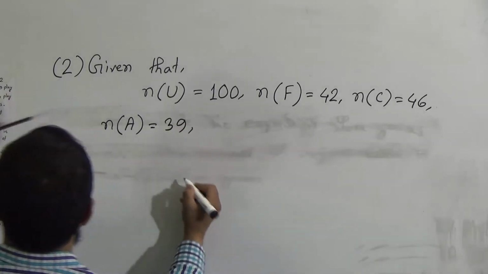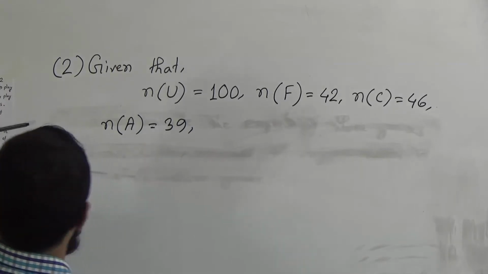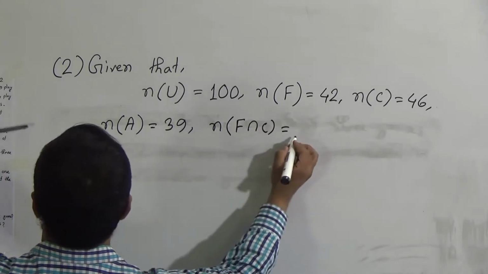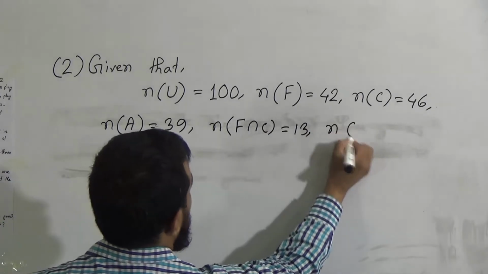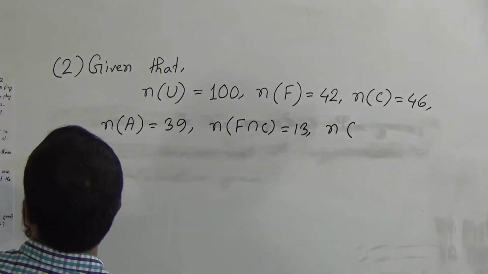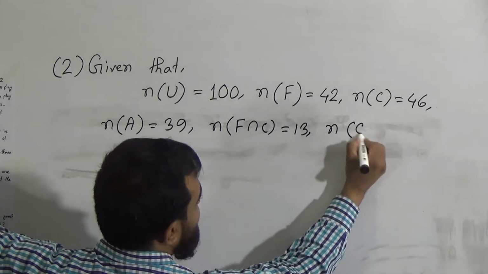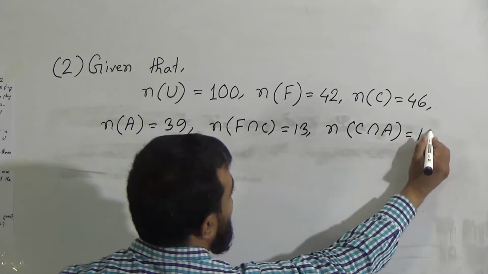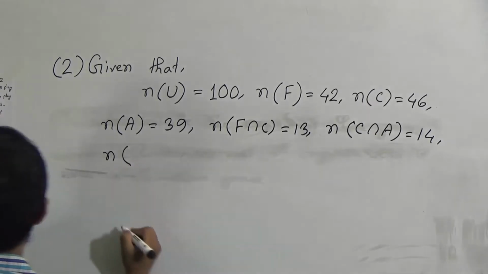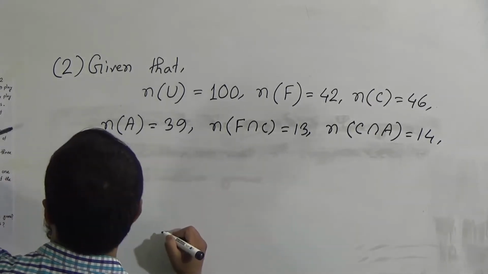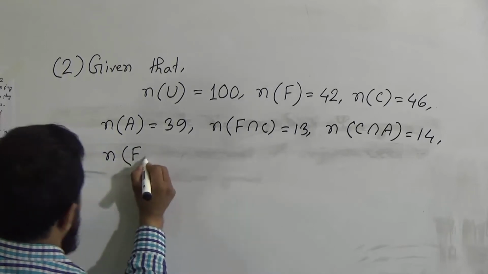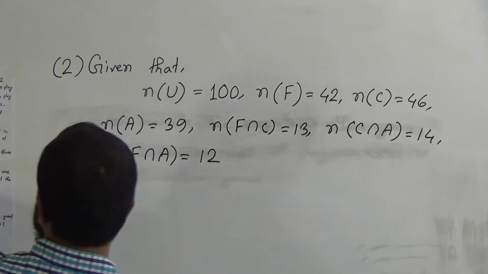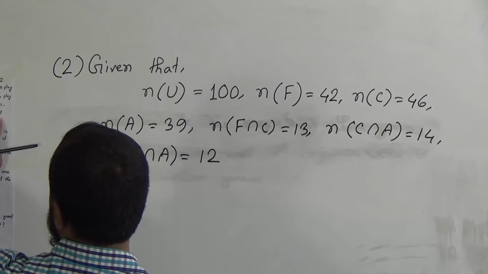Among them, 13 play football and cricket. Football and cricket means the number of elements of F intersection C, that's equal to 13. Next, 14 play cricket and chess. Cricket means C, chess means A. The number of elements of C intersection A is 14. And 12 play football and chess. Football means F, chess is A, so the number of elements of F intersection A is 12. Again, my dear students, besides these, 7 students are not expert in any of the 3 games.